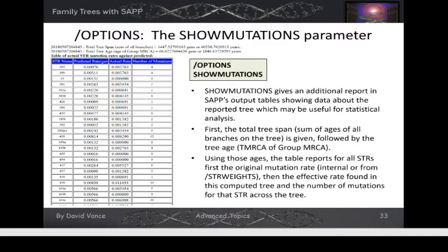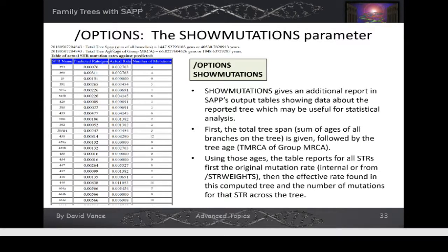And the last one is called Show Mutations. Again, this is a rather specific option for those who like to analyze their tree in a little more detail. It gives you some numbers that you can plug into various formulas to do some additional analysis of your own. The information that it gives, first of all, is the total tree span in generations.